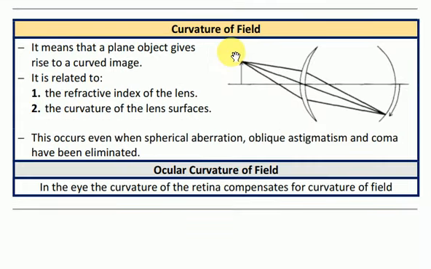Curvature of field. The term curvature of field indicates that a plane object gives rise to a curved image. This occurs even when spherical aberration, oblique astigmatism, and coma have been eliminated. The effect is dependent upon the refractive index of the lens material and the curvature of the lens surface. Ocular curvature of field. In the eye, the curvature of the retina compensates for the curvature of the field.